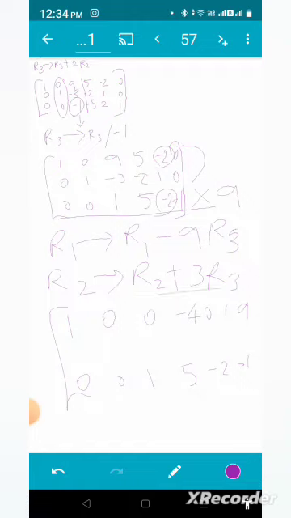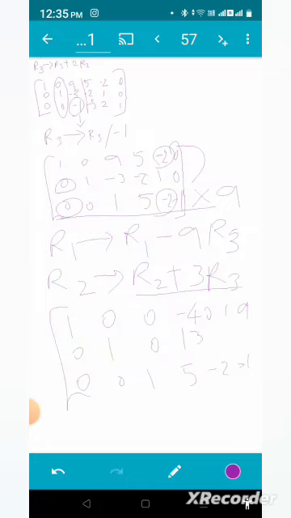The second row changes as R2 plus 3 times R3. So R2 plus 3 times R3. 0 minus 0 is 0. 1 plus 3 into 0 is 0, so 1 plus 0 is 1. Then minus 3 plus 3, that is 0. Minus 2, 3 times of this, 15. 15 minus 2 is 13.